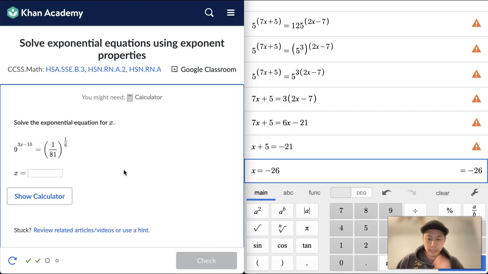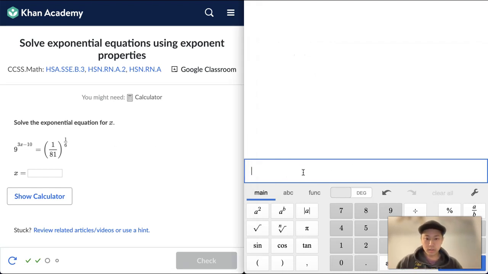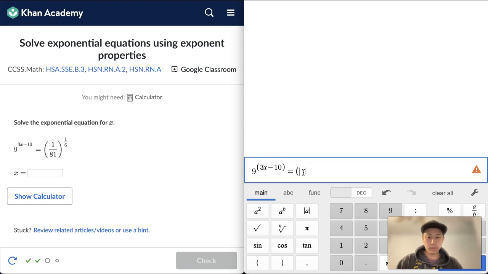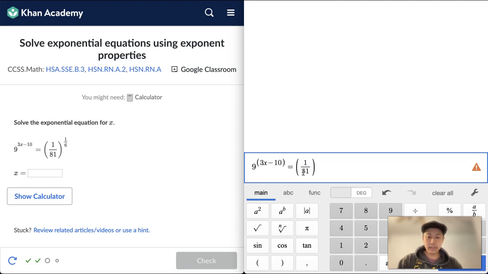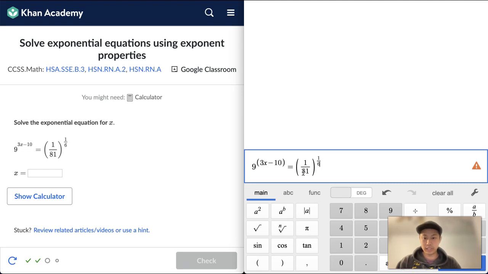Okay, so I'll finish up the exercises, but like I've been saying, use what you need. So in case you need to see more, let's keep going here. 9 to the power of 3x minus 10 equals 1 over 81 to the power of 1/6. Okay, so this one is a little bit tougher because we have this fraction. The good thing is it's still an application of your exponent properties. So you have to know your exponent properties.